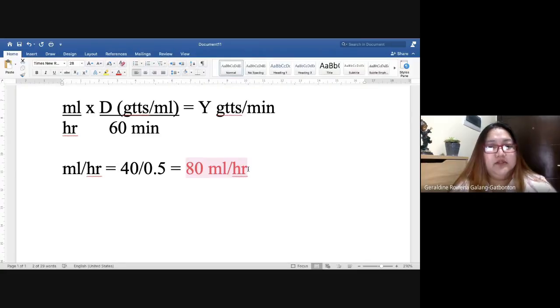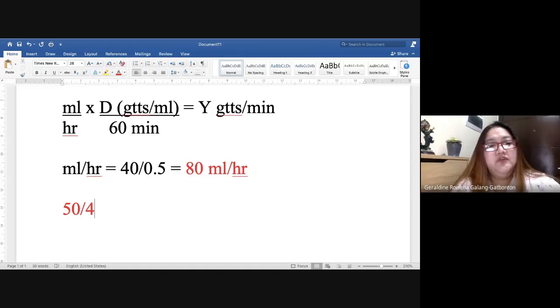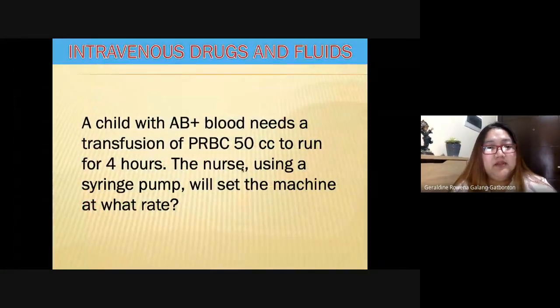Pag inulit ko lang yan, ml per hour, ang ml ay 50 ml ng dugo. Ang hour, ibigay daw yon for 4 hours yung dugo. So, simply 12.5 ml per hour. Okay? So, ibig sabihin, yung syringe pump, pipindutin ko siya 12.5.